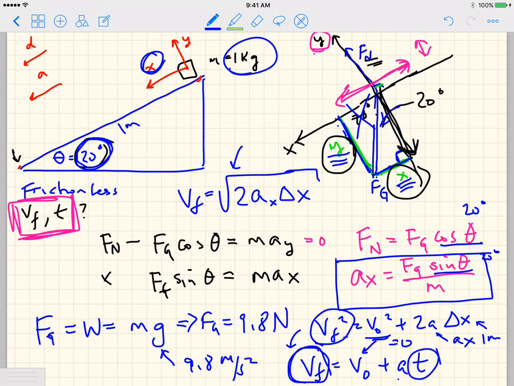And because you did everything in the right units, which is to say kilograms and meters, and then you're dealing with newtons, then all the things will work out, and v final will be in meters per second, and t will be in seconds.